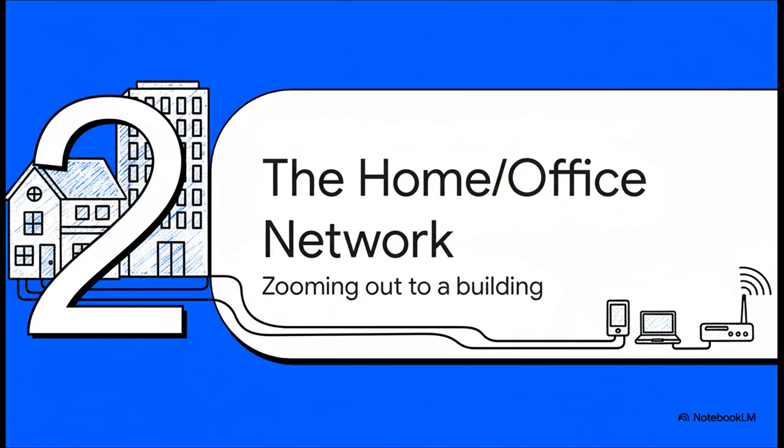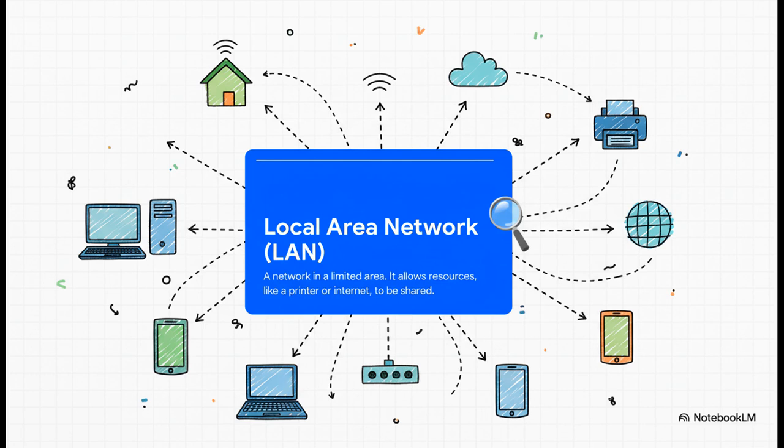All right, so we've got our building blocks. Let's see what happens when we use them to build something a little bigger. We're zooming out from our personal bubble to the size of an entire house or maybe an office. And this is what we call a local area network, or LAN. If you have Wi-Fi at home, congratulations, you've got a LAN. And its real superpower is sharing. Instead of every single computer needing its own printer or its own internet line, a LAN lets everybody in the building share the same stuff. It's way more efficient, and it's pretty much the backbone of how most homes and offices get online today.